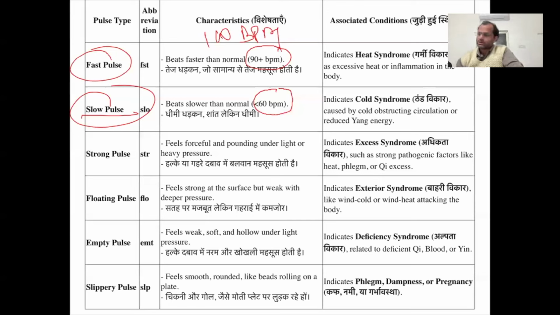Then we will say this is the heat syndrome. There is excessive heat or inflammation somewhere in the body. Where? Where we are keeping the finger, on the position of chun, guan or chi. Then we are feeling the fast pulse. Or sometimes we can see the fast pulse everywhere. That is the heat syndrome: heat has increased, inflammation has happened.